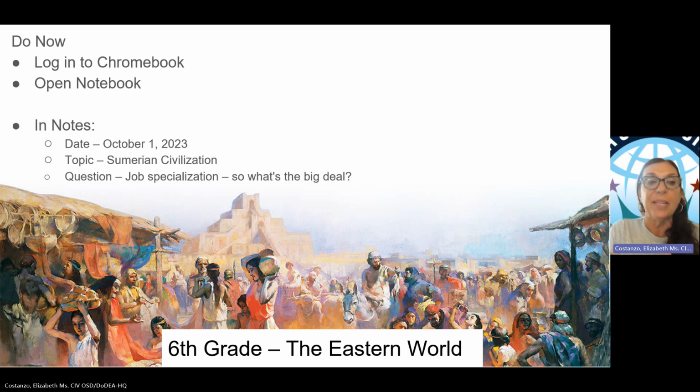Also, I like student choice, and sometimes you just don't have the Chromebooks anyway. But in this one, they can either open up their Chromebook or they can open up their regular notebook if that's what they prefer. And then in their notes for the do now, they are going to be just writing down the date, the topic, and then the supporting question, which is once again, job specialization. So what's the big deal? And I love the do now because that gives me the opportunity to take attendance while the students are actually kind of getting engaged in the work.